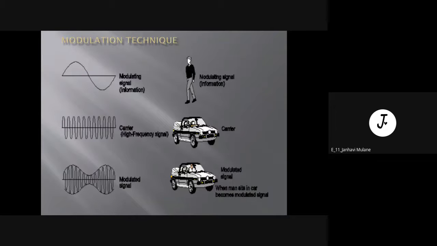In the modulation technique, we can compare the modulation process as follows: the modulating signal, that is information, is the person who needs a carrier, that is a car, and the modulated signal is when a man sits in a car.